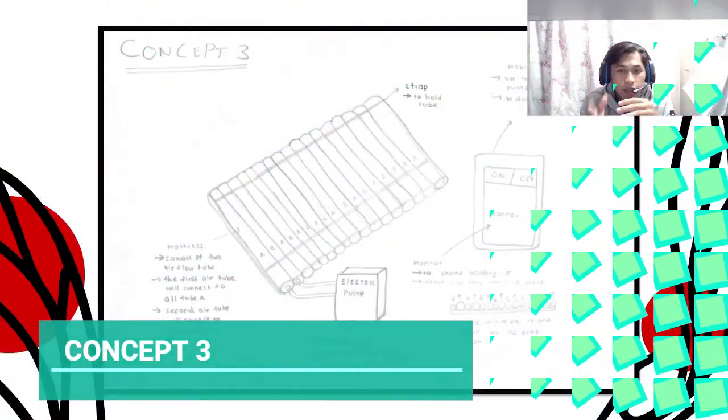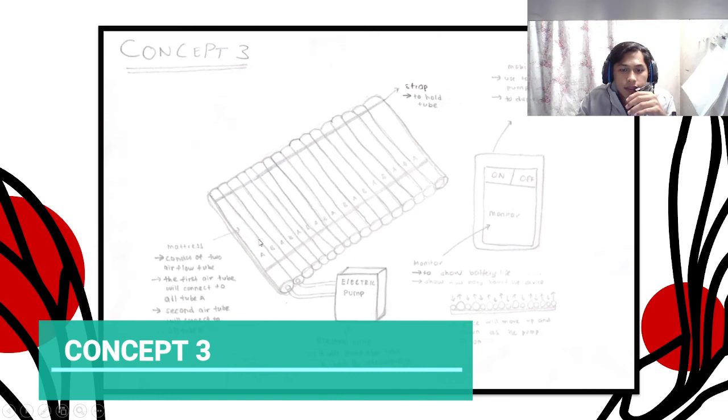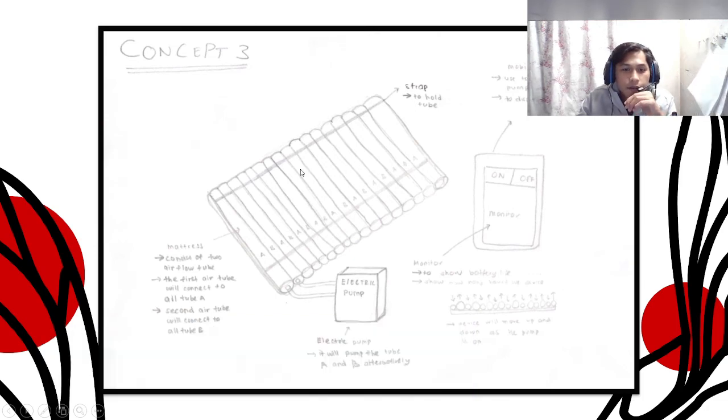For concept 3, I designed it as a mattress device. This mattress device is built using tube A and tube B. The tubes are arranged like this to become a mattress, and they are strapped on to hold the tubes in place. Tube A and tube B connect to the electric pump.